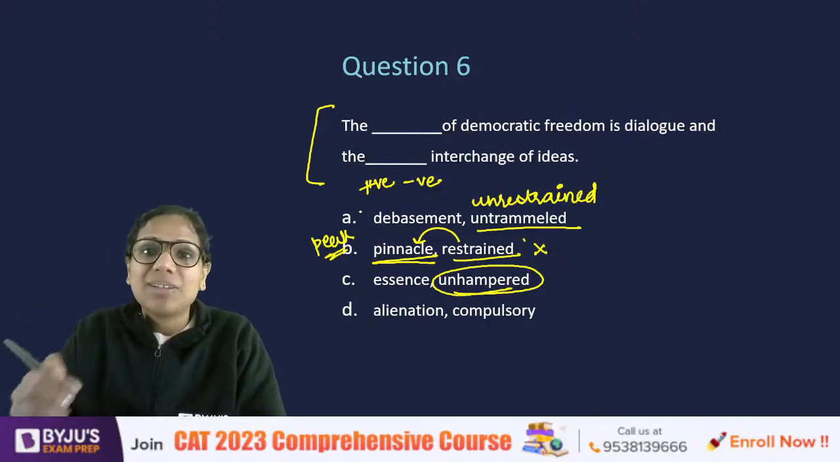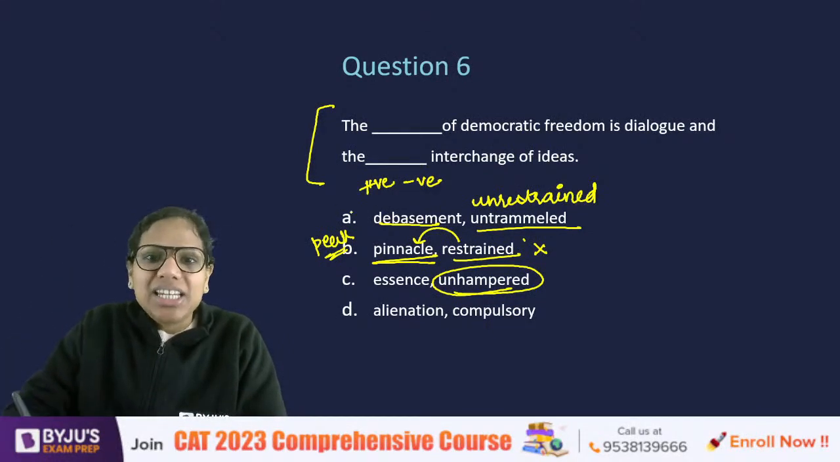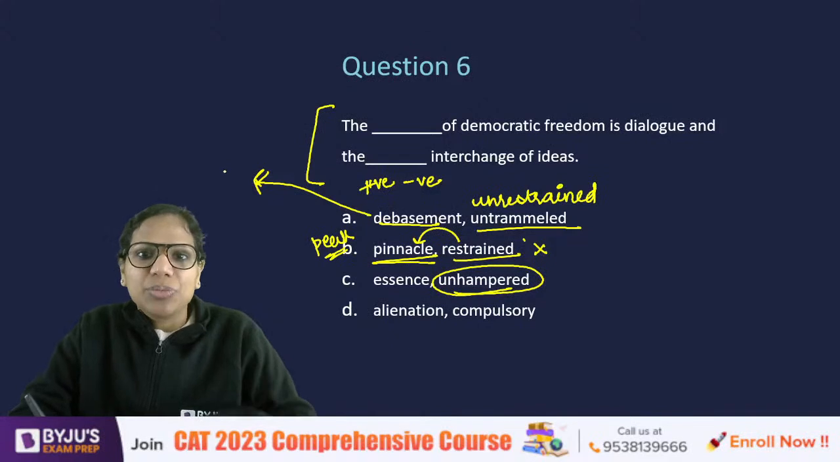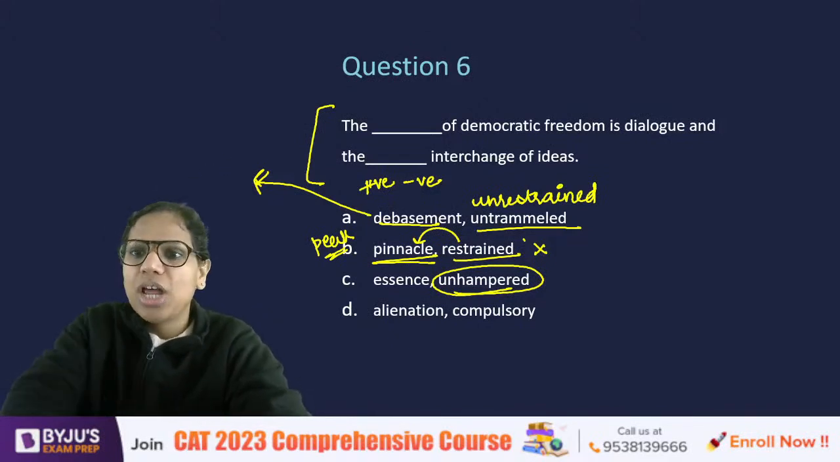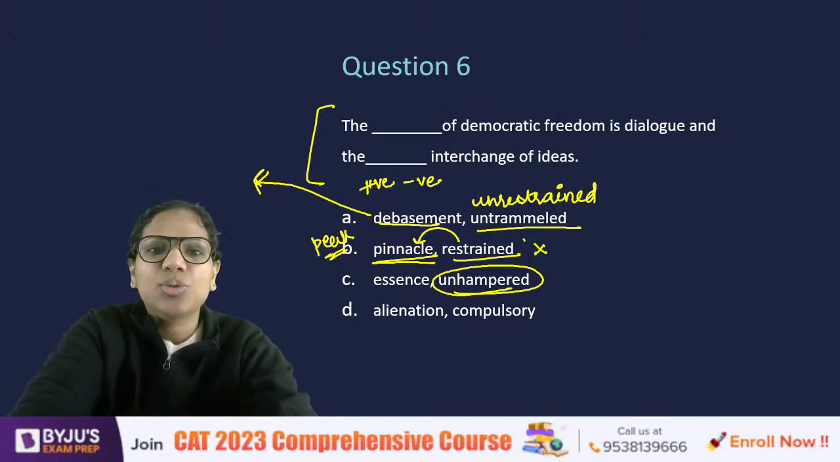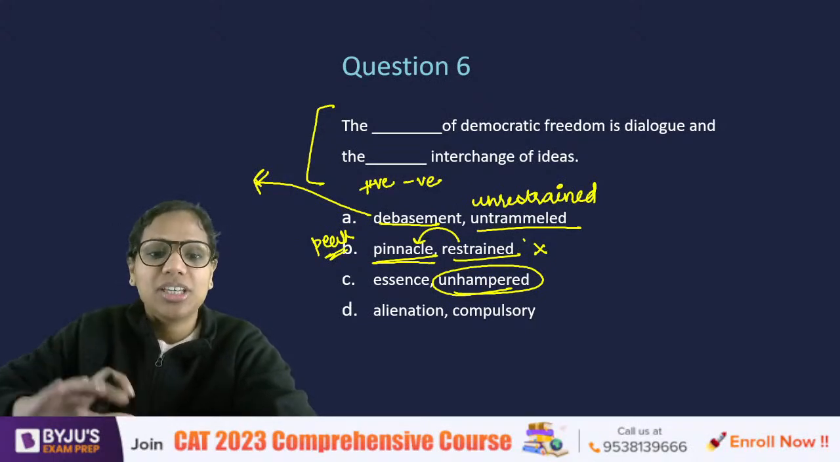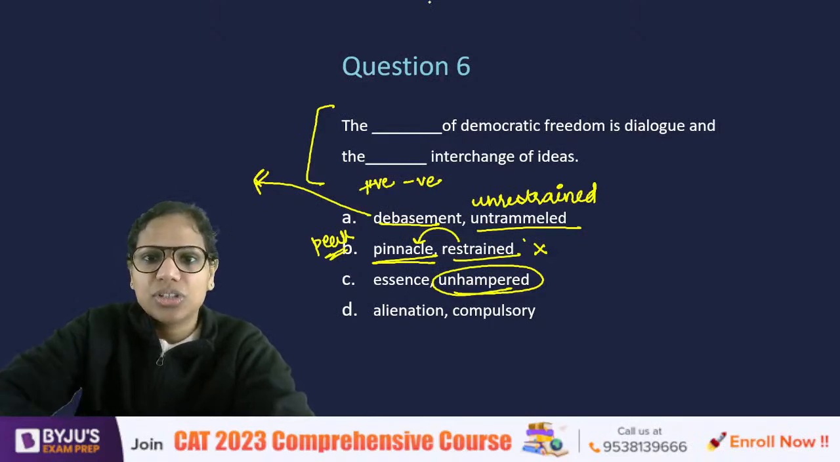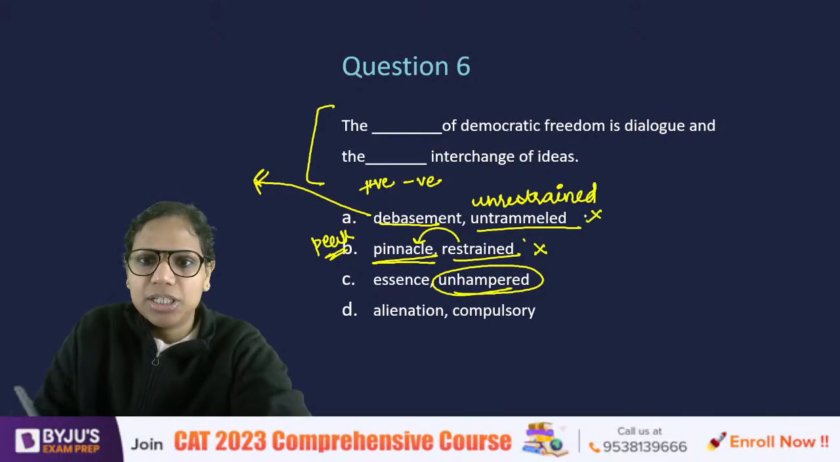But to debase something is to denigrate it, to reduce it in its quality. That is to debase something. So therefore, I can't use a negative word. So again, both the words of A, they do not fit with each other. They are contradictory to each other. So that's why A is also eliminated.